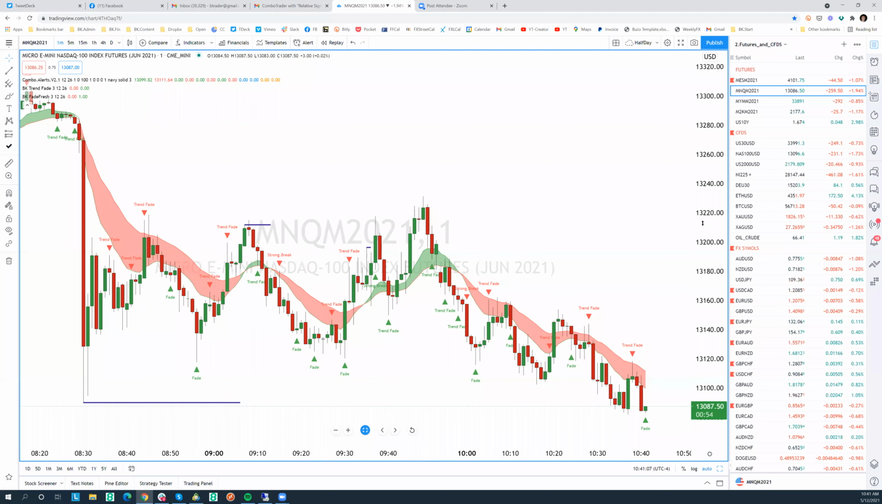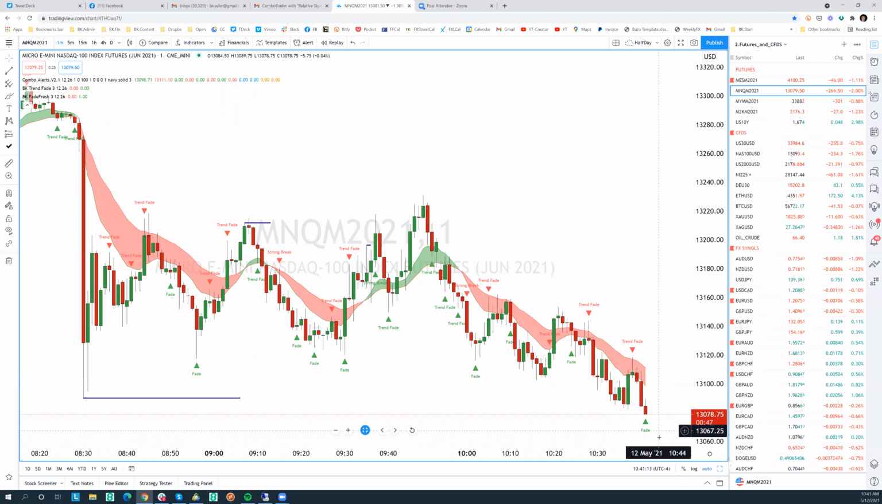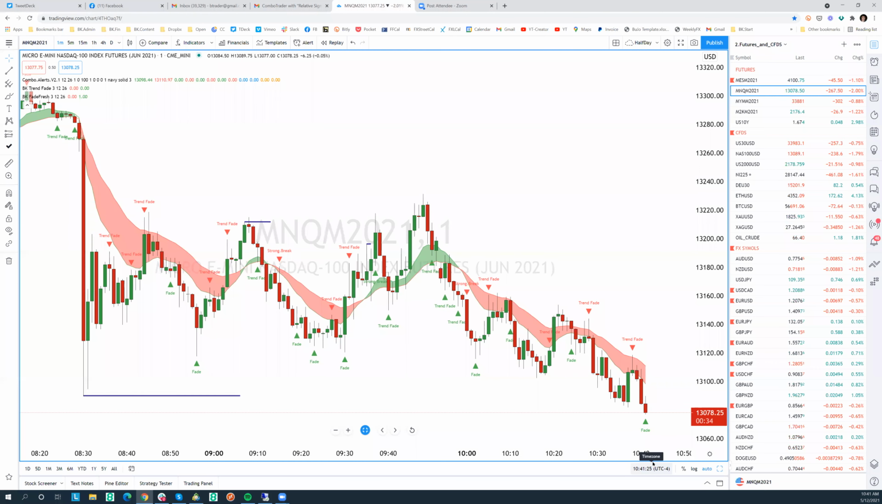So why is this turning up to be a fade? 1, 2, 3. Oh no, this particular candle made a fresh low. Okay, let's leave one last thing. Let's play while we can. So we have this candle for 38 seconds. Let's let this thing play itself out. Let's see if it can.